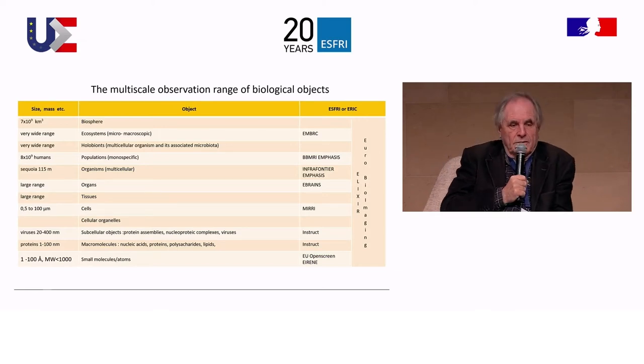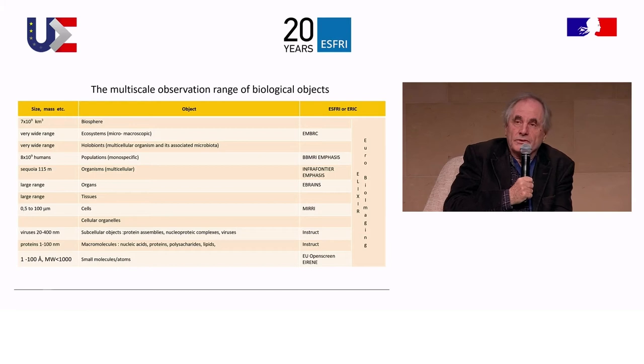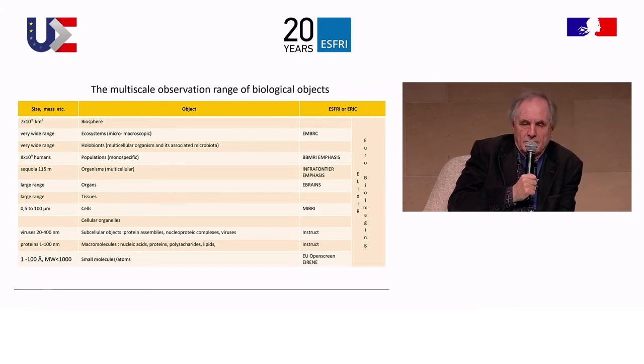So this slide just gives you the multi-scale observation range that you have for biological objects, going from, again, small molecules, atoms, up to the biosphere. Biosphere, of course, bringing us to the previous round table with the environment. Now, when you look at the right side, you can see that Elixir, for instance, is gathering data from all those different observational ranges, perhaps not all of them, but at least a substantial subset. And the images also are being collected by other infrastructures.